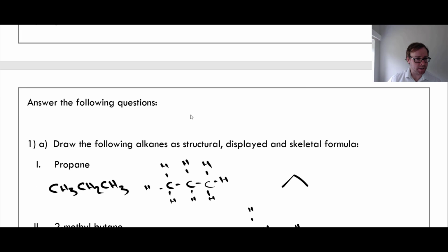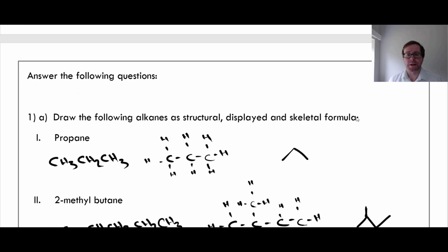Okay, so we'll go through the answers. There aren't definitive answers for these, so if you've got something similar, fine. So, draw the following alkanes as structural, displayed and skeletal formulas.